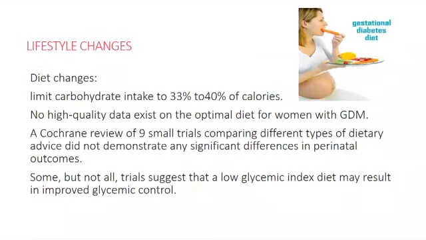More about diet changes, this is the key: limit your carbohydrate to 33 to 40% of calories. No high quality data exists on the optimal diet for a woman with gestational diabetes. A Cochrane review of 9 small trials comparing different types of dietary advice did not demonstrate any significant difference in perinatal outcome. Some trials suggest that a low glycemic index diet may result in improved glycemic control. So it's all really about the sugar and glycemic index.